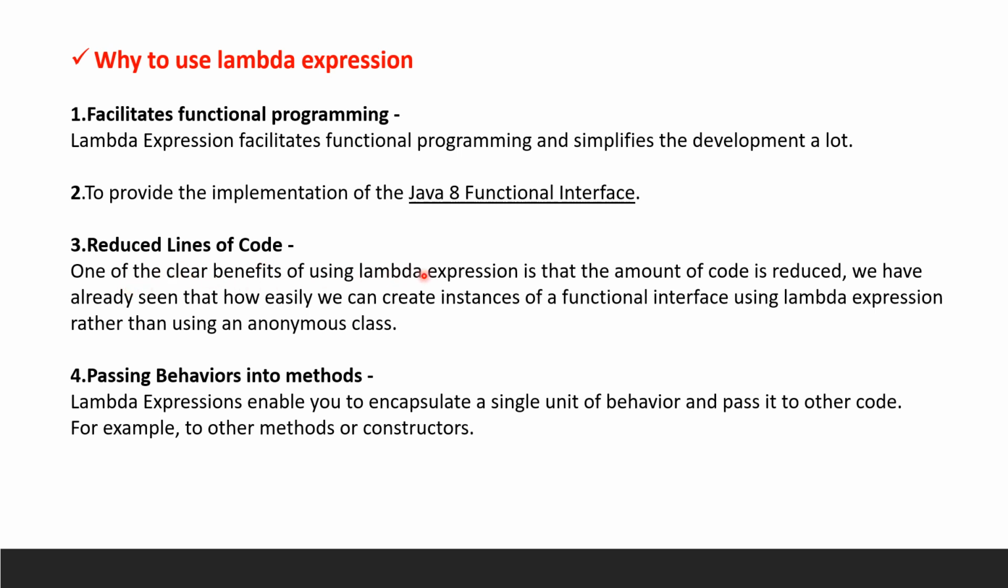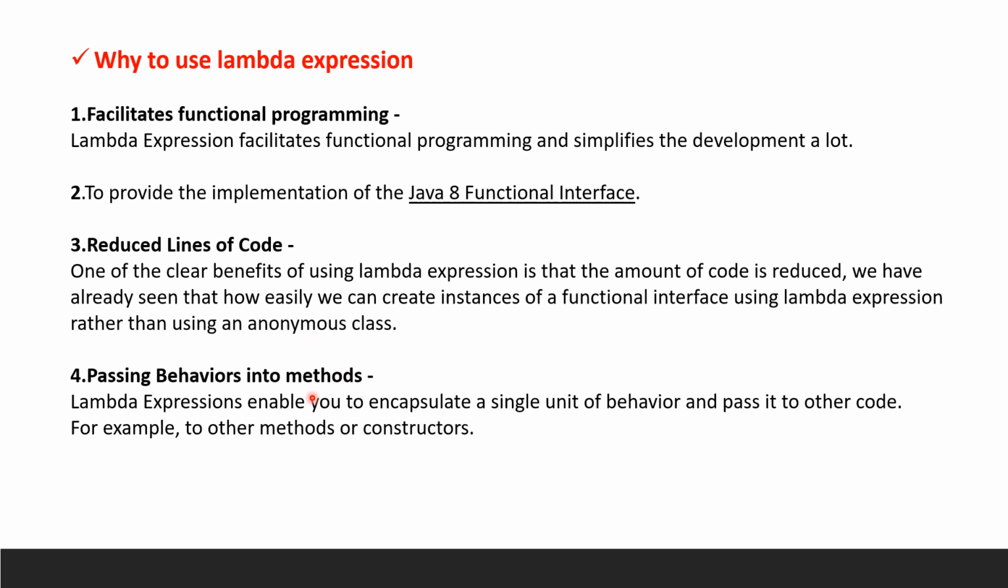Reduced lines of code. One of the clear benefits of using the lambda expression is that the amount of code is reduced. We have already seen how easily we can create instances of a functional interface using the lambda expression rather than using an anonymous class. Before Java 8 and this lambda expression, we have been using anonymous classes, and whenever we use the functional interface, we have to create an instance of that, etc. So all those have been gone now by using this lambda expression. It can reduce many lines of code.